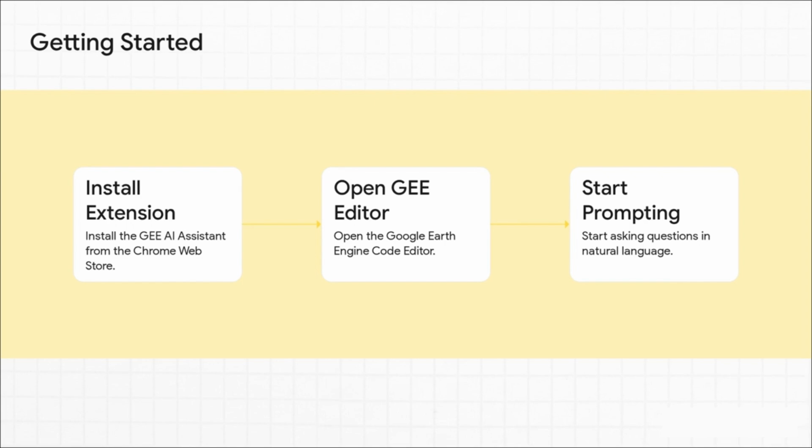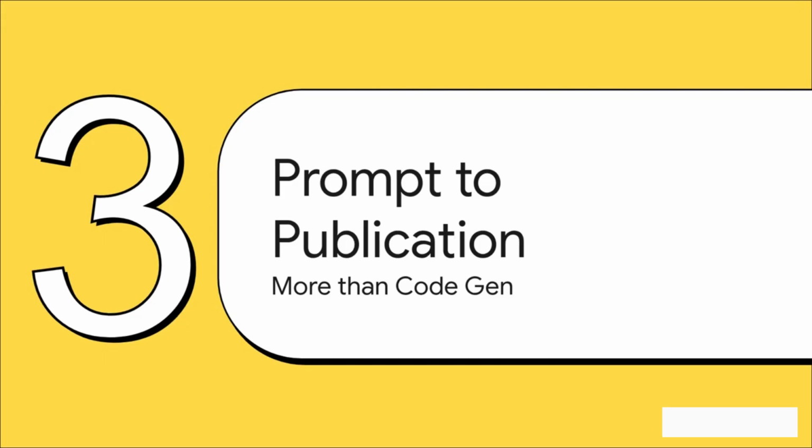And getting started is designed to be just as easy. You just install the extension from the Chrome store, open up the familiar GEE code editor, and you are ready to start asking questions. That's it. 3 steps. Okay, but don't think for a second that this is just a code generator for beginners. No. This thing is designed to help you through the entire research process, from your first little idea all the way to getting your work published.